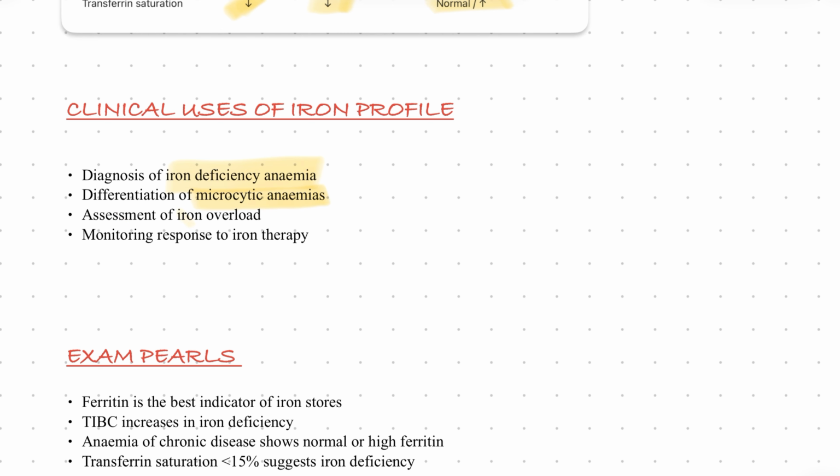Then assessment of iron overload. Then monitoring response to iron therapy. If there is iron deficiency anemia, you are going to treat the patient with oral or intravenous iron therapy. If you have to monitor whether the therapy is useful or not, or whether any changes are seen, you are going to check the iron profile.